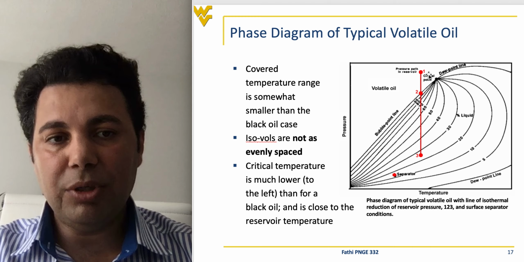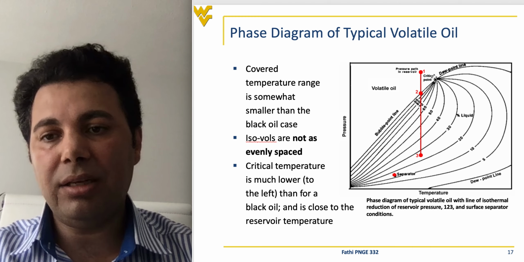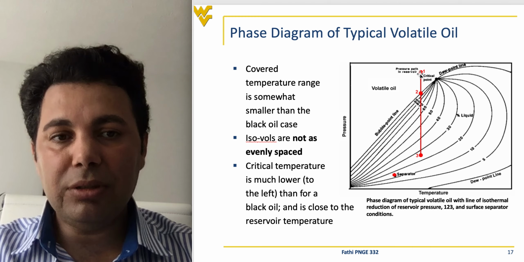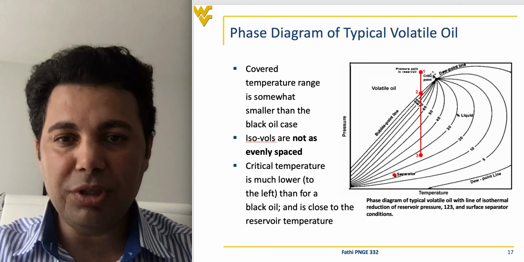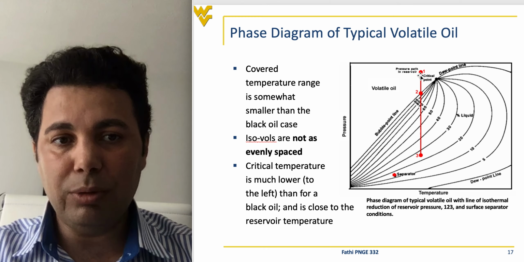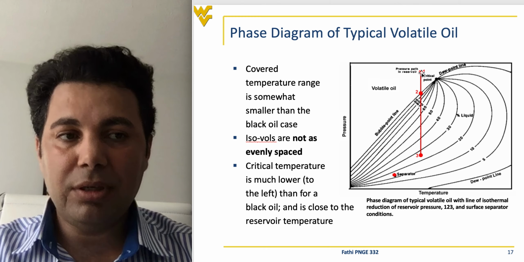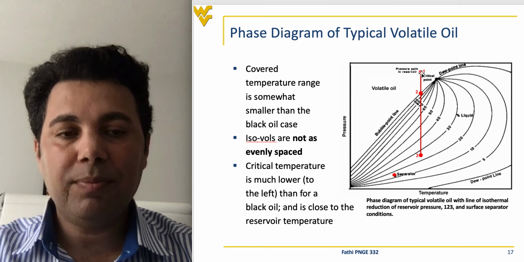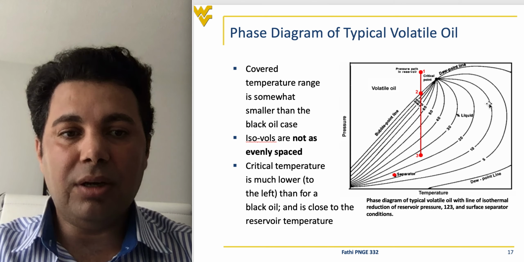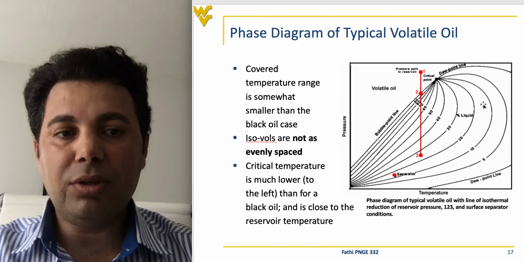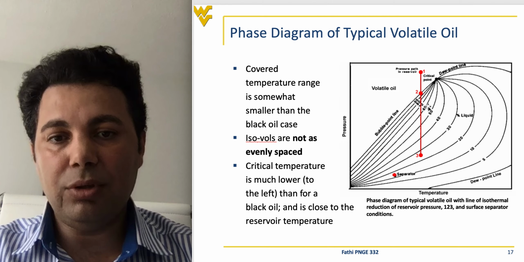So the reservoir temperature is less than critical temperature, exactly like black oil. But this time, the reservoir temperature is closer to the critical temperature. In the case of black oil reservoir, that reservoir temperature was far away from the critical point. Now it's closer to the critical point. Okay. The other property is these isovolume lines. These isovolume lines are not equally distributed, as we saw in the black oil.